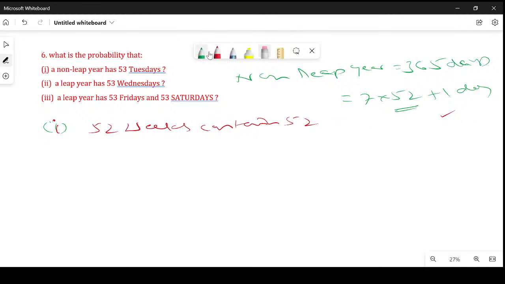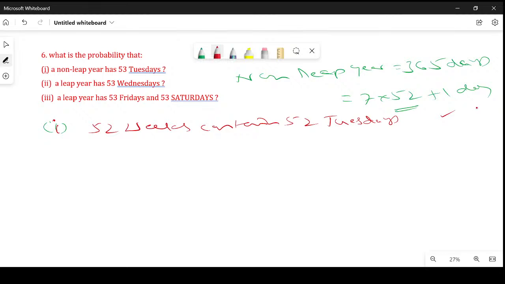So always you can think about this one: 52 Tuesdays will be there. That means they are expecting 53 Tuesdays. The remaining 1 day should be Tuesday. Correct, the remaining 1 day should be Tuesday.